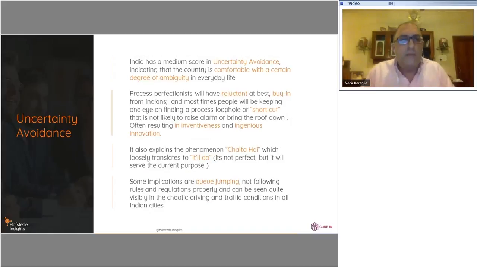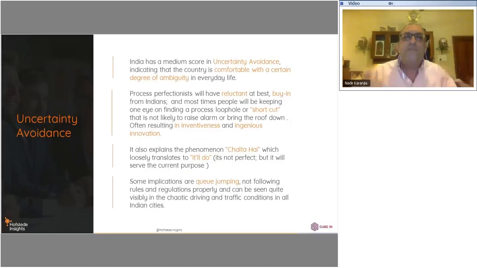The dimension, or the characteristic, I'm about to talk of now is perhaps one of the most important, because we have a medium score in uncertainty avoidance. I think our country is comfortable with a certain degree of ambiguity in everyday life. There are other cultures that are very uncomfortable with ambiguity, and they develop systems and processes to see that everything is perfectly planned. In our society, we can work with a little bit of ambiguity. We're okay with it. We don't get completely out of sync if things are not absolutely perfect.